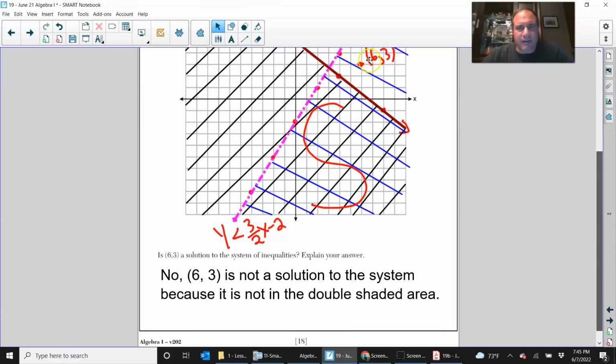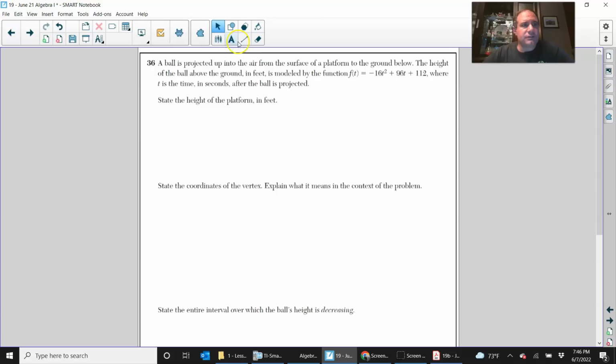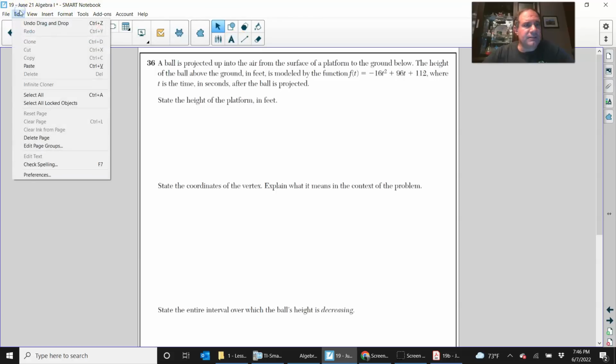I put (6,3) right here. It is not in the double shaded area. It is not a solution. All right, and that's about it. All right, let's go on to 36.